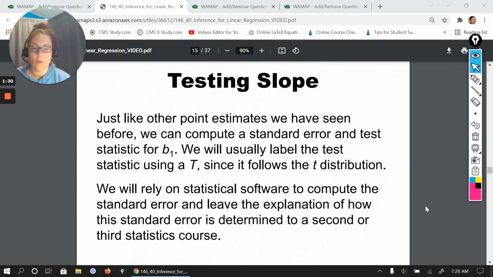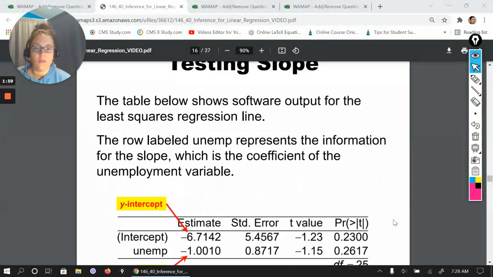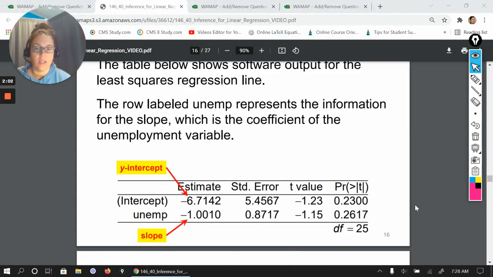So just like the other point estimates we have seen before, we can compute a standard error and a test statistic for B1. We will usually label the test statistic using a t, since it follows the t-distribution. We will rely on statistical software to compute the standard error and leave the explanation of how this standard error is determined to a second or third statistics course. The table below shows software output for the least squares regression line. The row labeled unemployment represents the information for the slope, which is the coefficient of the unemployment variable.